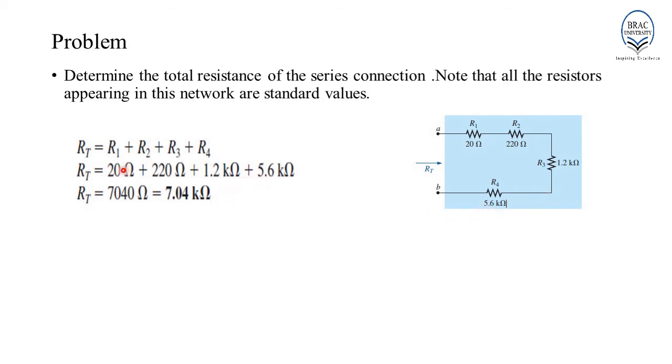Hence, RT equals 20 ohm plus 220 ohm plus 1.2 kilo ohm plus 5.6 kilo ohm, which is equal to 7.04 kilo ohm.